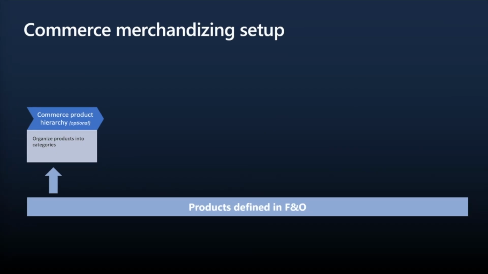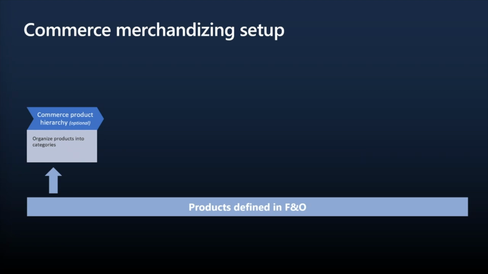So commerce leverages the products which are defined in finance and operations. We use the same product IDs, everything remains the same. So there is no transformation or anything on the products that are defined. But we use those products and provide some additional capability to meet the needs of an e-commerce website. So we will take a look at a high level what those capabilities are, and then we will go a bit deeper into each one of them.